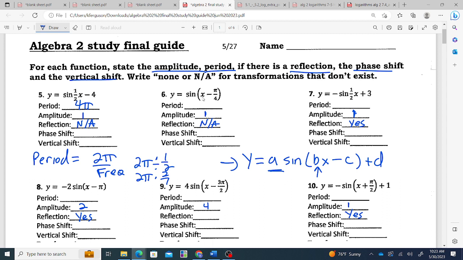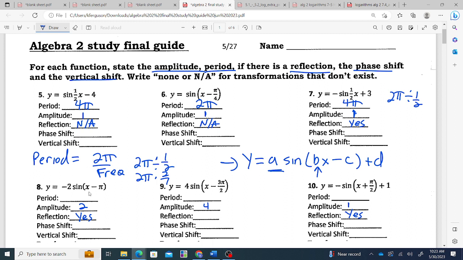So like for number 6, frequency is 1. So then your period is just 2 pi. If there's no number multiplied times X, then your period is just 2 pi. Does everybody follow what I'm saying? Am I going too fast? I can slow down a little bit. For number 6, there's no number being multiplied times X, so the frequency is 1. 2 pi divided by 1 is just 2 pi. Just like number 5, my frequency is 1/2, so I've got 2 pi divided by 1/2. Keep, change, flip. So the period is 4 pi.